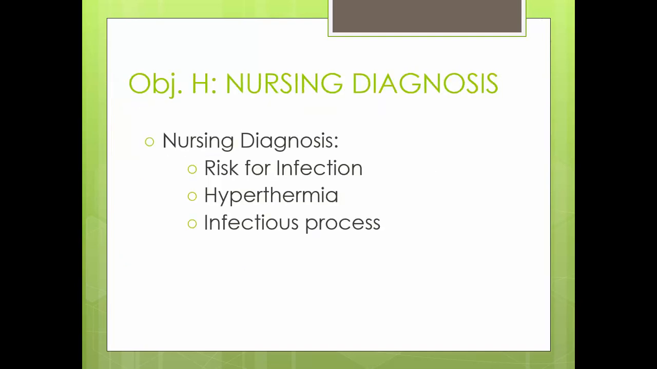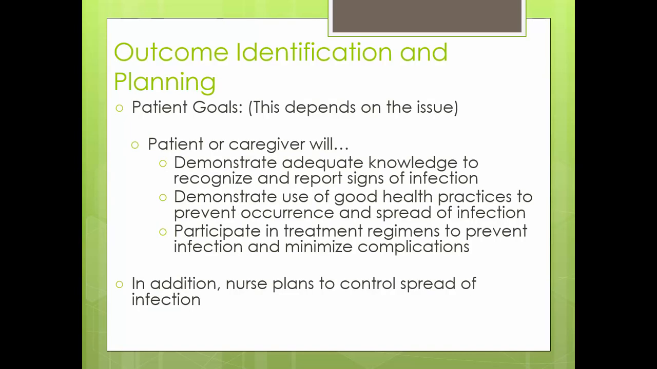So after we assess, we cluster or group the data, and we form a nursing diagnosis. These are some possible nursing diagnoses for infection. Then we set the outcome and plan our nursing interventions. Here are some potential patient goals. For your patient, they would need to be modified to your specific patient, and then make them SMART as well.